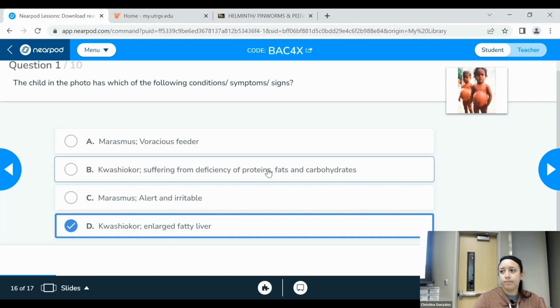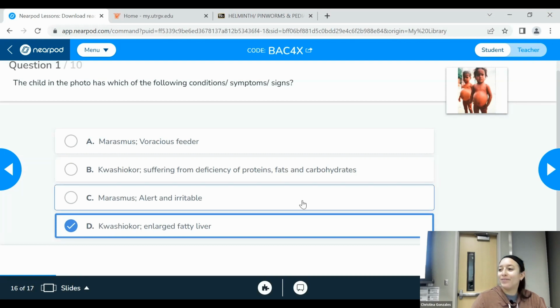So why did the liver become fatty? I don't know the pathophysiology. I'm not going to try to make it up either, but I don't know.